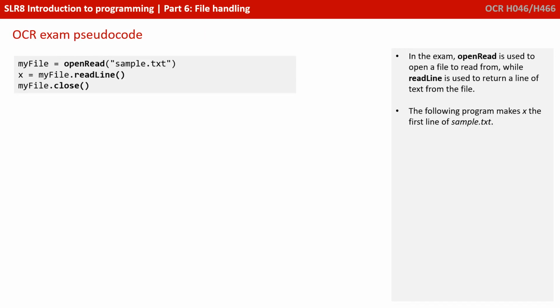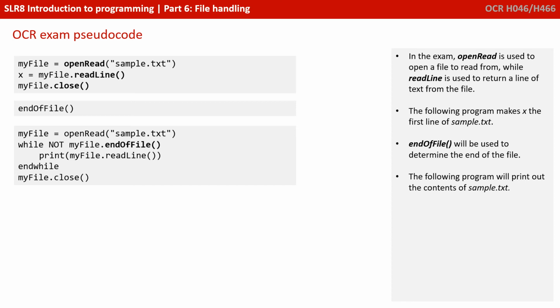Finally, let's just look at the pseudocode that OCR will actually use in your exams when reading and writing from a file, and that way you won't be too thrown if the syntax looks a little different in the question to what you're familiar with. So in the exam, open read will be used to open a file to read from, while read line is used to return a line of text from a file. The program on the left now makes X the first line of sample.txt.